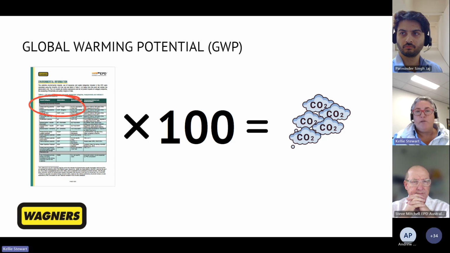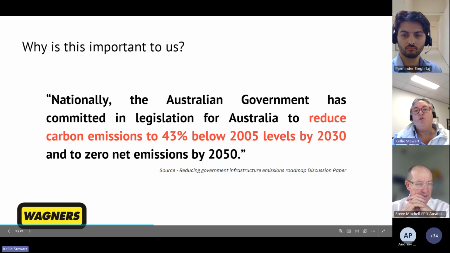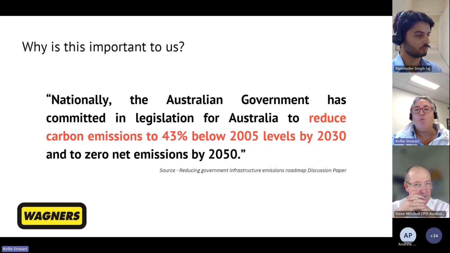So why is this important to us? By 2060, the World Green Building Council expects the world's building stock to double, and as a consequence, we will see a corresponding doubling in the use of construction materials and associated emissions.